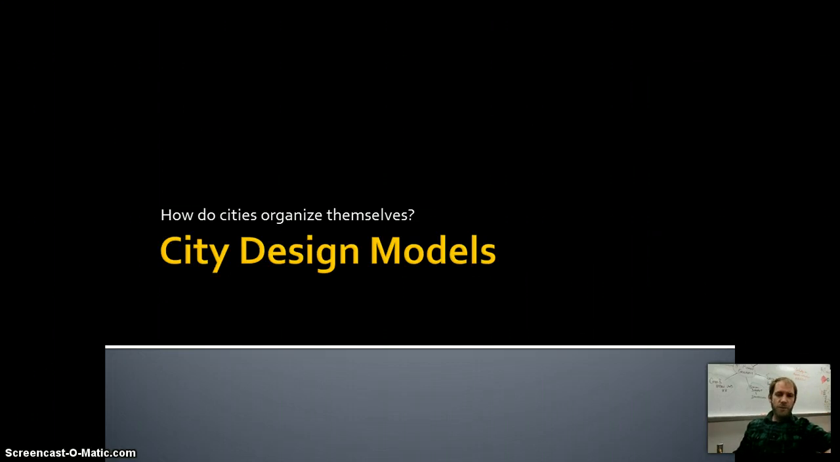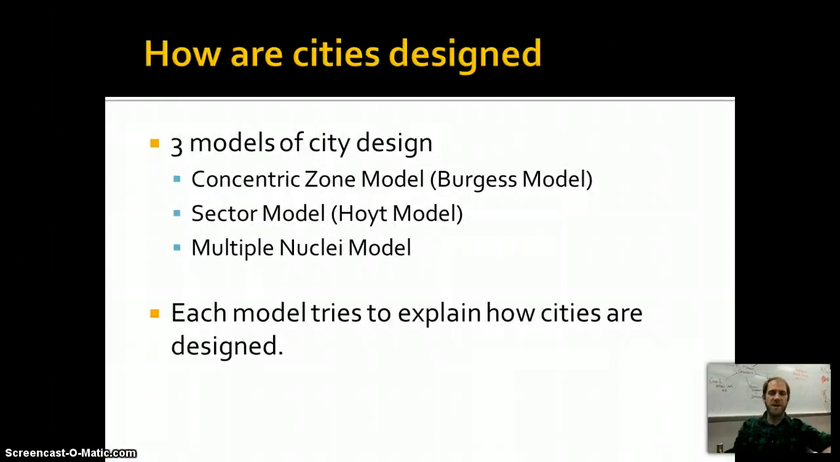We're asking ourselves some questions about urban areas and about cities. And so the question is, how do cities organize themselves? To do that, we're going to take a look at three different city design models. There's going to be something called the concentric zone model. It's called the Burgess model, and you'll look at it, you'll think it looks like the von Thunen model. It's very similar in appearance. There's something called the sector model, also known as the Hoyt model, the multiple nuclei model as well. And we'll get to those three today. And each one of these has a different way of trying to show us how cities are designed.